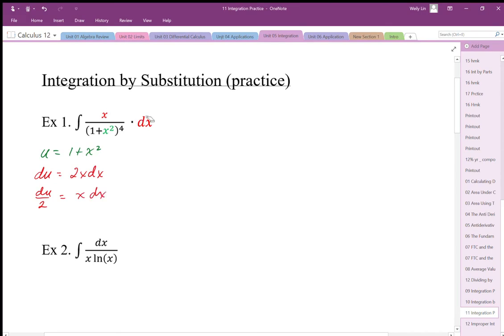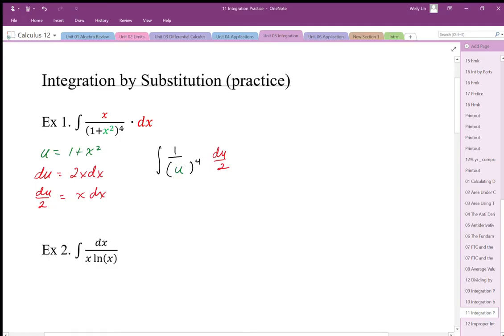That will allow me to convert the dx into a du form, and then allow me to do the substitution. Once I do the substitution, I'm going to have the integral of 1 over u to the power 4. I can replace the 1 plus x squared with the u function, and I can replace the x dx with a du over 2. So I've done my substitution. Everything now is in terms of u, so I can then integrate normally.